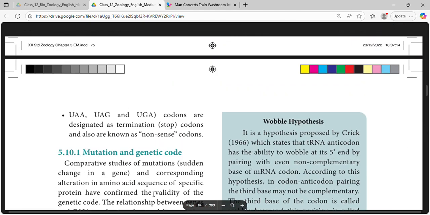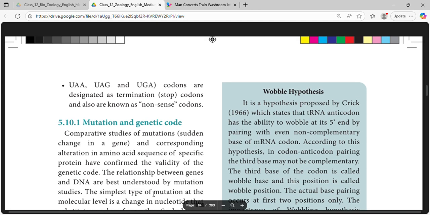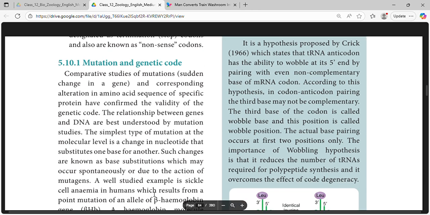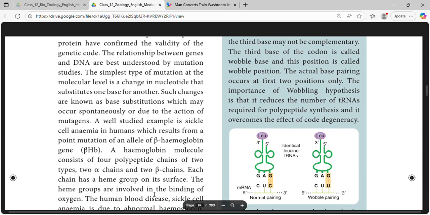The wobble hypothesis was proposed by Crick in 1966. It states that the tRNA anticodon has the ability to wobble at its 5' end, pairing even with a non-complementary base of the mRNA codon. According to this hypothesis, in codon-anticodon pairing, the third base may not be complementary. The third base of the codon is called the wobble base, and this position is called the wobble position. The actual base pairing occurs for the first two positions only. The importance of the wobble hypothesis is that it reduces the number of tRNAs required for polypeptide synthesis and it overcomes the effect of code degeneracy.